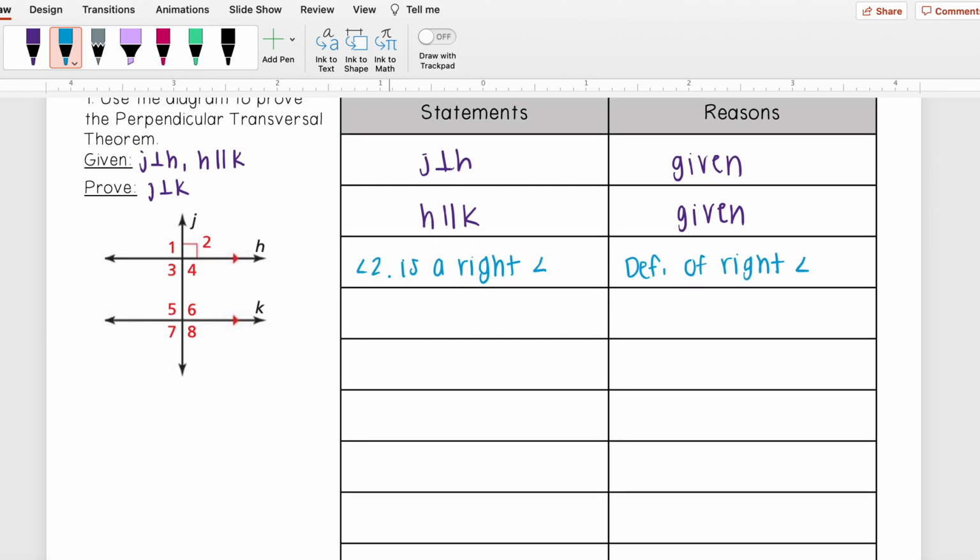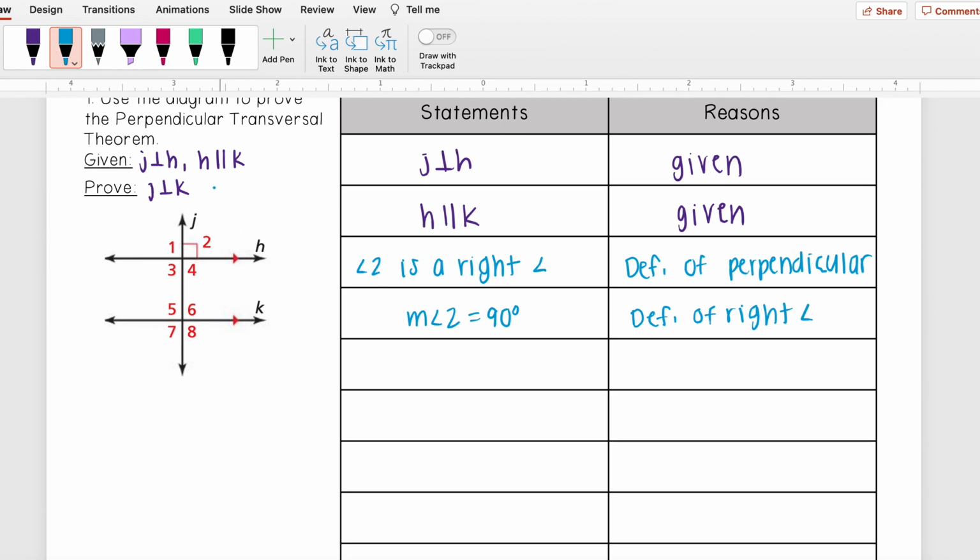Next, since angle 2 is a right angle, I can say that the measure of angle 2 is equal to 90 degrees, again using the definition of right angle. Sorry about that. The previous reason should have been definition of perpendicular, because that was what we used to know that it was a right angle. Somehow, knowing that angle 2 is 90 degrees, I need to show that 5, 6, 7, or 8 is 90 degrees. So let's look at our other given information.